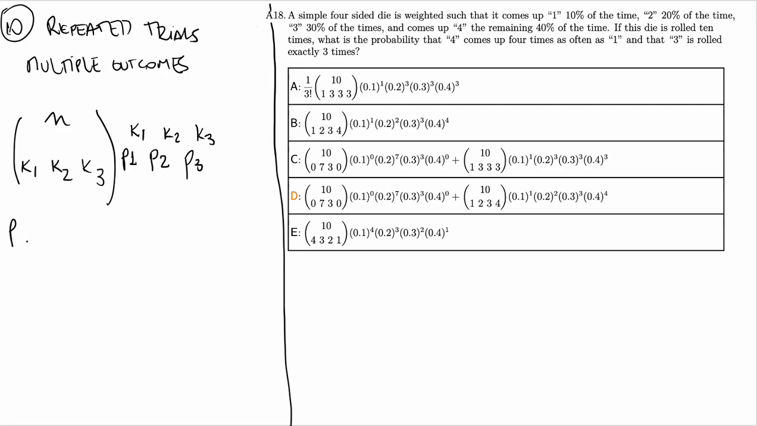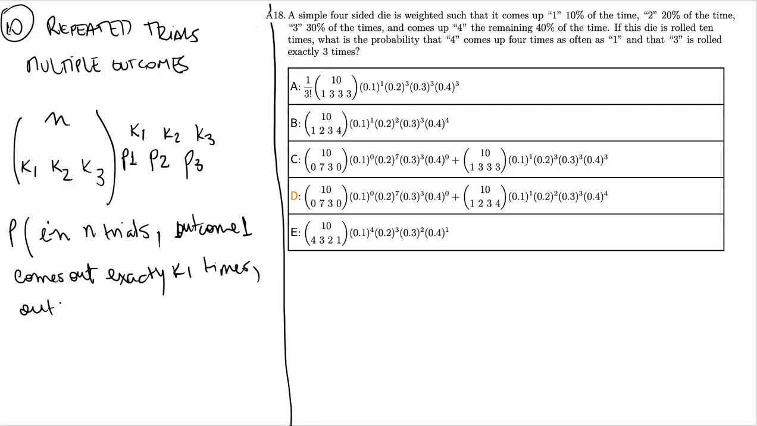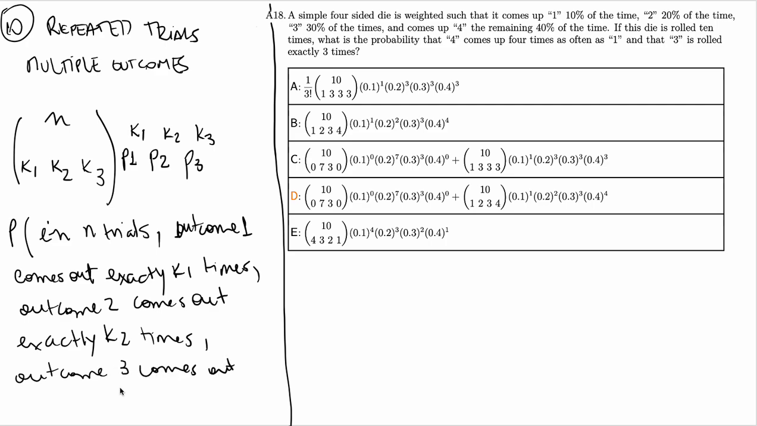What's the probability that in n trials, the outcome 1 comes out exactly K1 times, outcome 2 comes out exactly K2 times, outcome 3 comes out exactly K3 times, and so on.